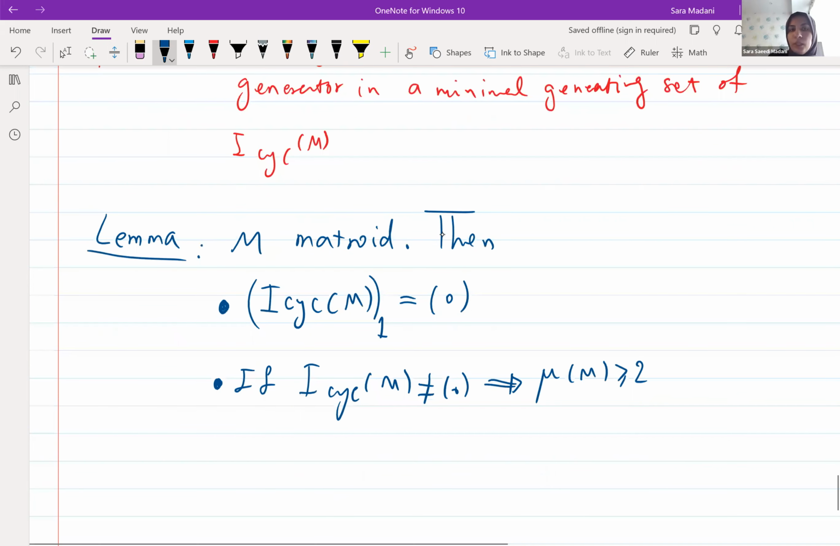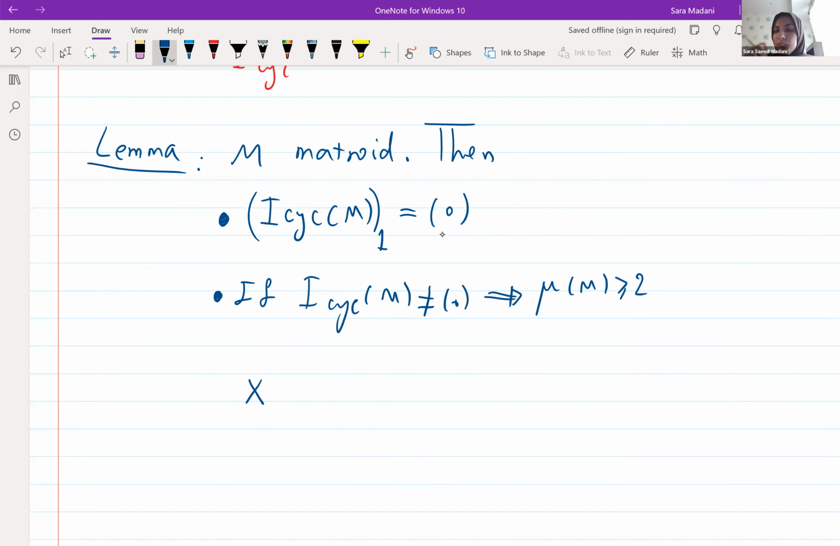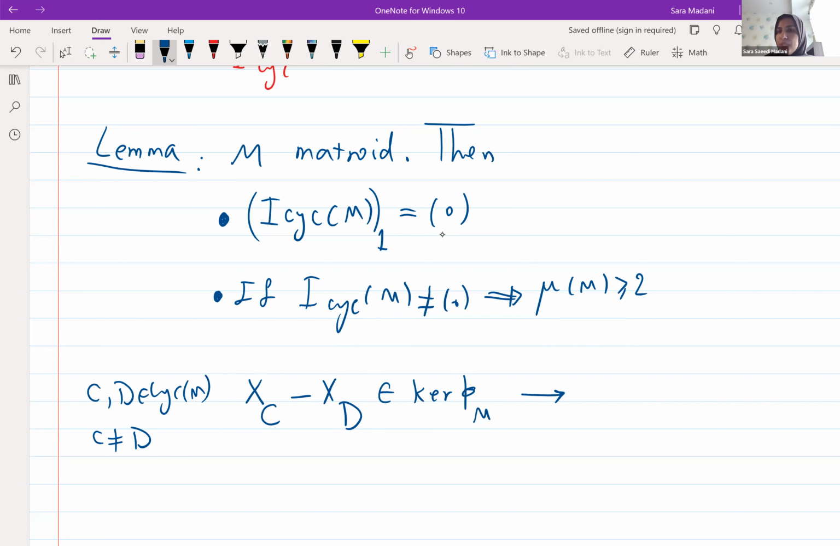But to observe the first one, what happens if I want to have a linear form inside? If you remember, we said that the generators of this ideal are pure homogeneous binomials. And now if I want to take a pure homogeneous binomial of degree one in S_M, whose indeterminates came from cycles, we have some binomial like this. There's no multiplication behind because I just want degree one, where C and D are cycles and distinct. If this is inside the ideal, we don't forget that our ideal was just a kernel. It means that its image should be zero. But what is phi of this element?